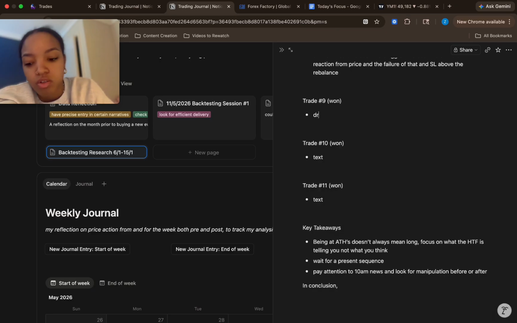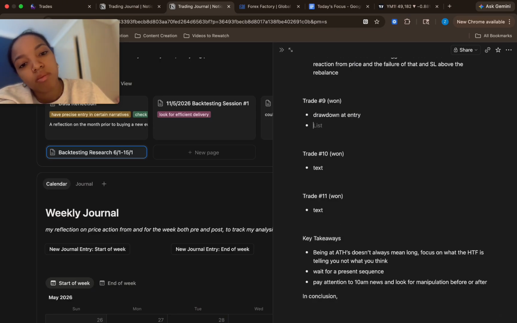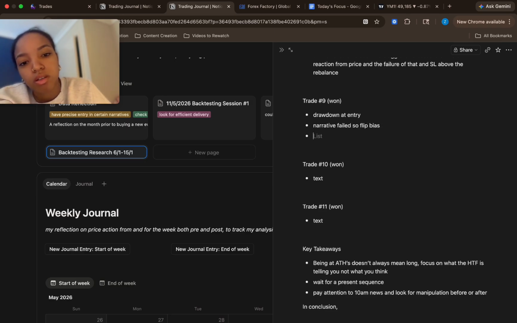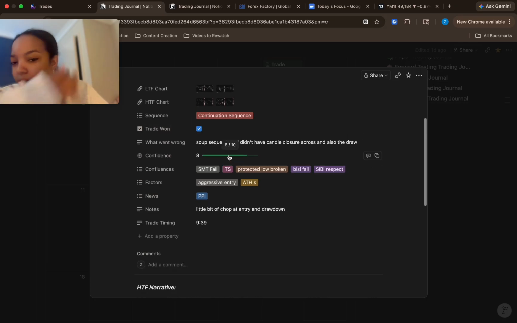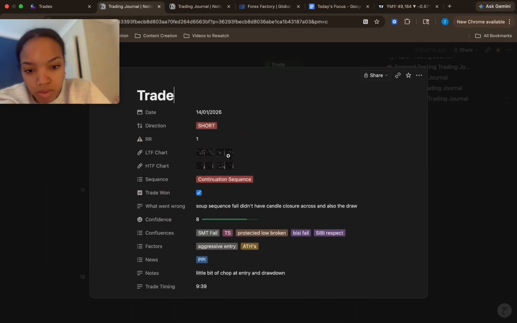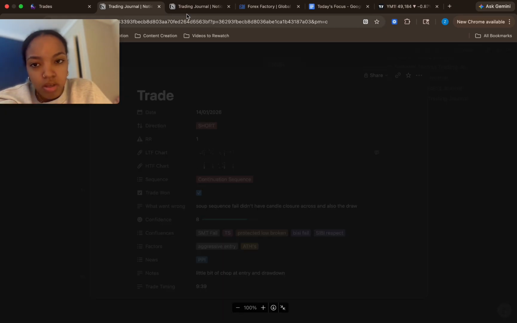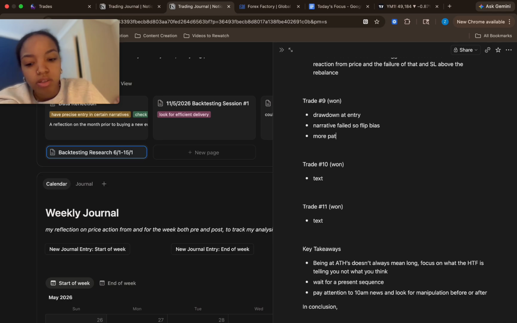We had draw down, an entry. This was the narrative, failed. So flip bias. Directional bias, not like actual bias. Subsequence failed, didn't have candle closure across. So maybe we could have been more patient with this one.